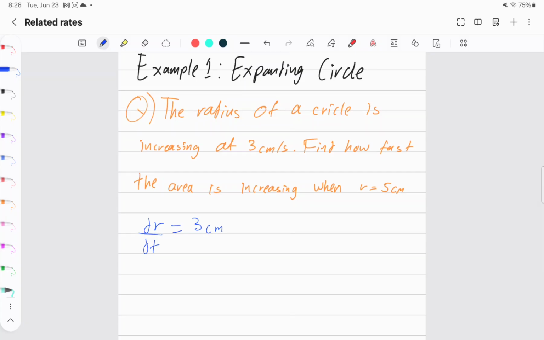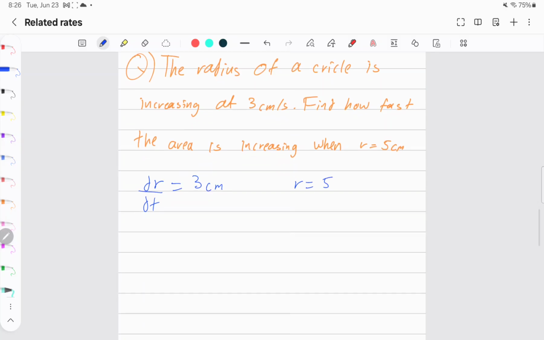Now, what else? It's saying find out the area which is also increasing when the radius is 5. So we are given the radius. Now, we know we need to find the change in area, or how fast the area is going.